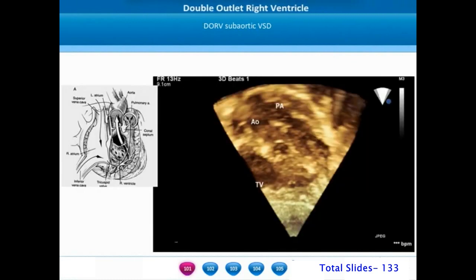This is the right ventricular septal surface seen en face. After cropping off the right ventricular anterior free wall and exposing the entire right ventricular surface of the interventricular septum, we can appreciate the aorta and the pulmonary artery and a large subaortic VSD located above the septal band.